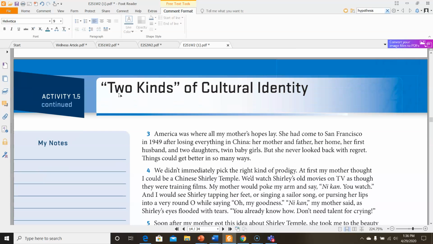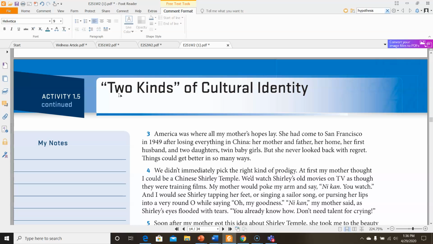America was where all my mother's hopes lay. She had come to San Francisco in 1949 after losing everything in China. Her mother and father, her home, her first husband, her 2 daughters, twin baby girls. But she never looked back with regret. Things could get better in so many ways.